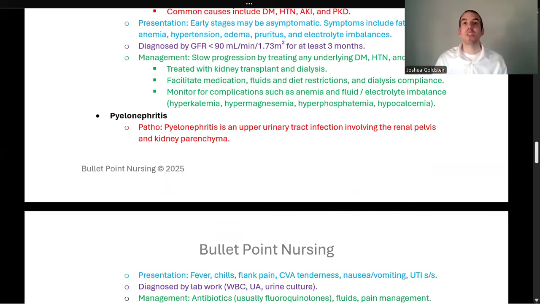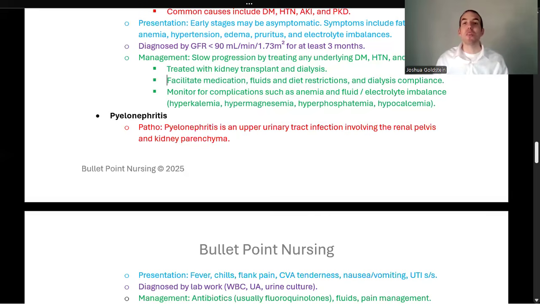The presentation: patients will typically be asymptomatic for a long period of time. Once they do become symptomatic, they can become fatigued, anemic, hypertensive, with edema and pruritus. That's where, because the kidneys are not properly filtering out uric crystals, they come through to the skin, which can cause that pruritus, as well as electrolyte imbalances because the kidneys are not doing their job. CKD is officially diagnosed by having a GFR under 90 for at least 3 months consecutively.